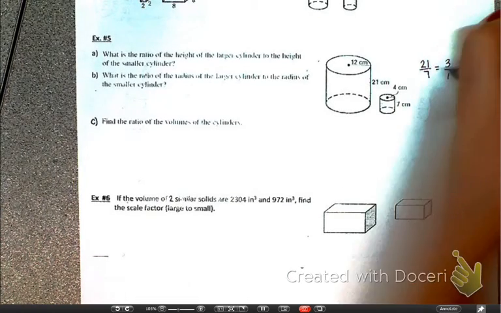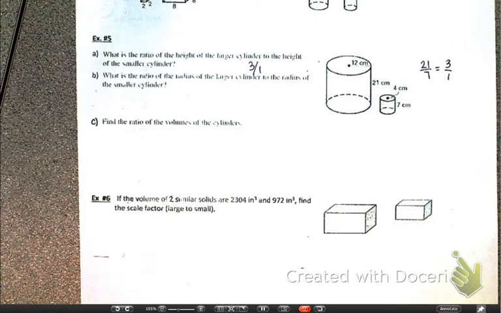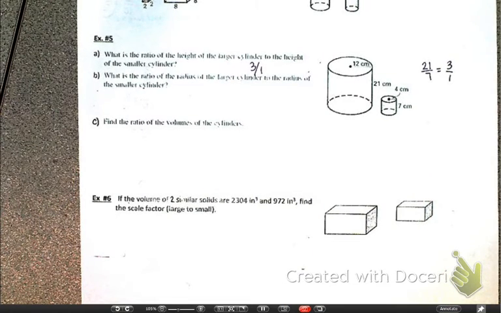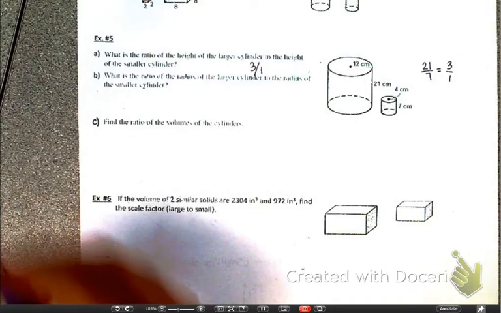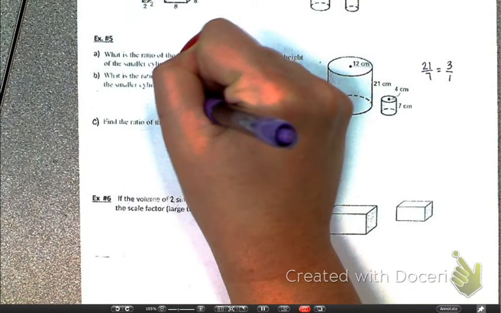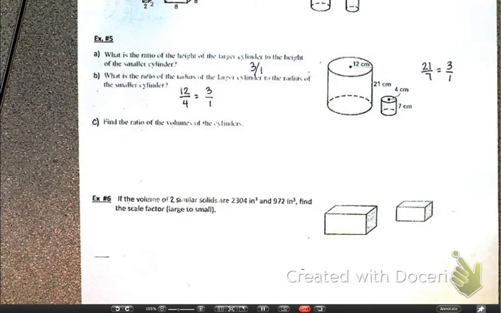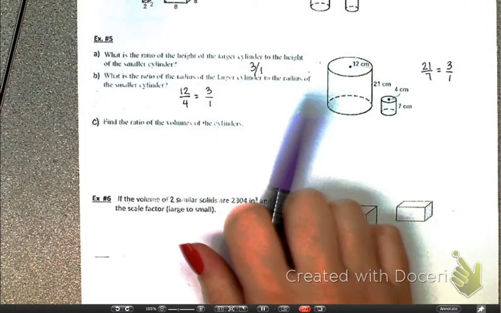3 over 1. So my ratio for the height of the large to the height of the small is 3 over 1. What is the ratio of the radius of the larger cylinder to the radius of the smaller one? So larger is 12, smaller is 4. So you still get 3 over 1, which you should, right? Because if they're the same, then we know these two are similar.